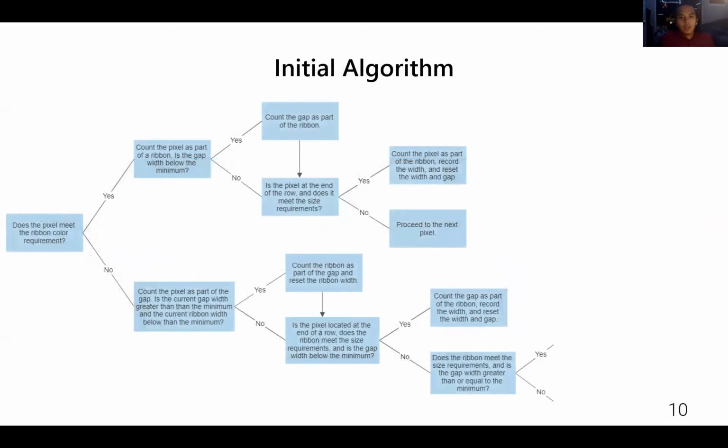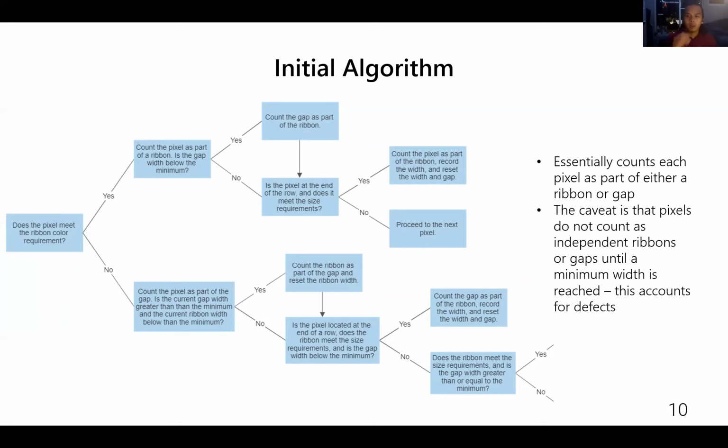So looking at the algorithm as a decision tree, you can see how branched out it is. This is due to having to account for all the defect pixels. But essentially what the algorithm does is simply count if each pixel is part of a ribbon or a gap. The branches are caused by having to check for all the criteria of when exactly to record a ribbon width as actually being a ribbon, as well as when to combine any defect pixels with the surrounding larger portion.